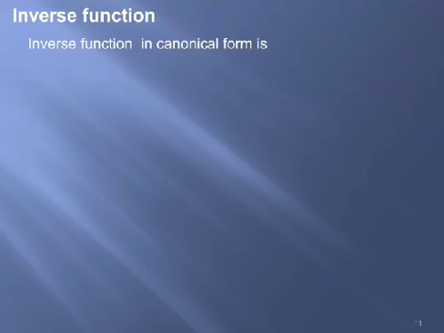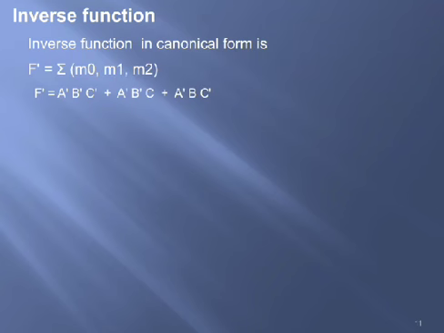Next we will see the implementation of its inverse function. For the earlier problem, the inverse function is F dash equal to summation m0, m1, m2, where m0 is A bar B bar C bar, m1 is A bar B bar C, and m2 is A bar B C bar.